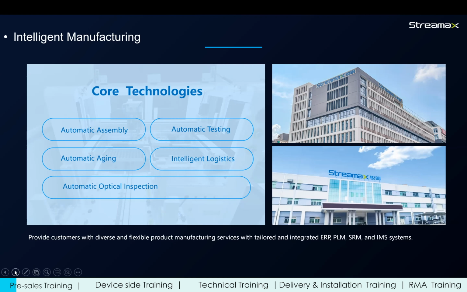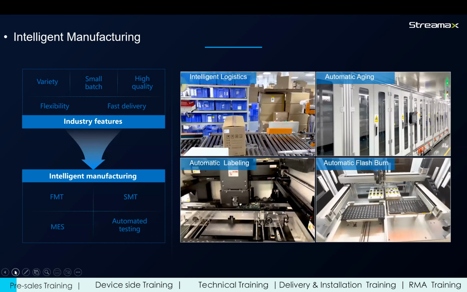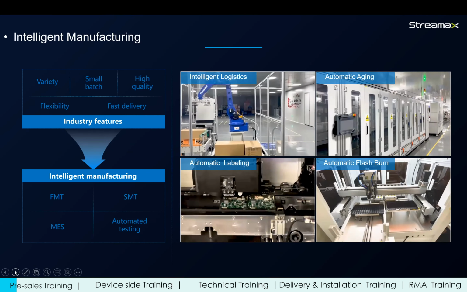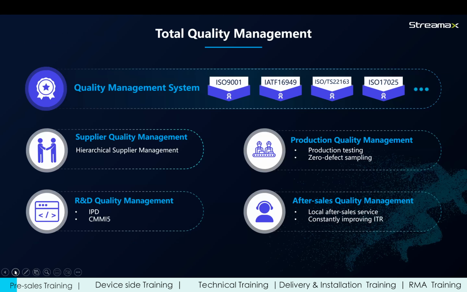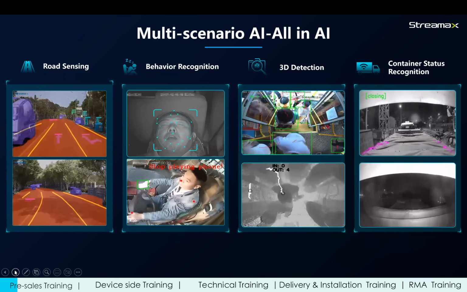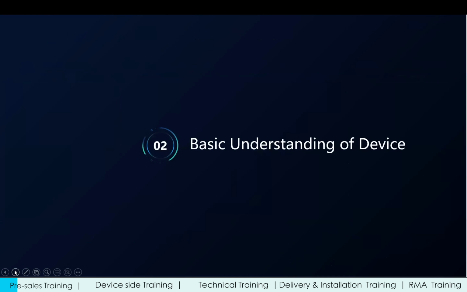And with all this automatic intelligent manufacturing, Streamax is able to deliver stable and solid products to the end user and serve them. Also, all this process is under quality control, as Streamax has a strict quality management system that fits ISO 9001. With the solid hardware and everything, we will be able to develop the AI technologies based on the video.